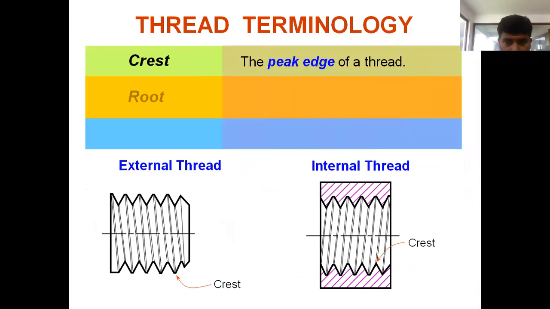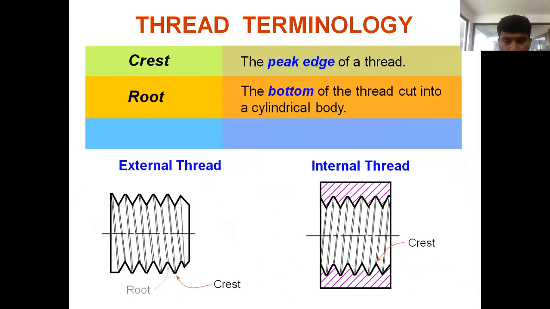What is crest? The crest is the uppermost or topmost peak edge of the thread. Root is the bottom of the thread cut into cylindrical bodies.